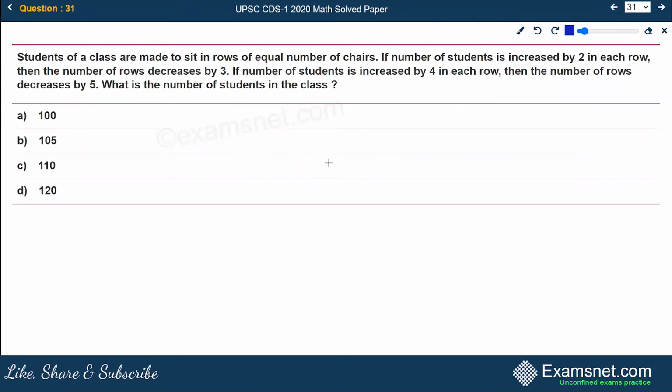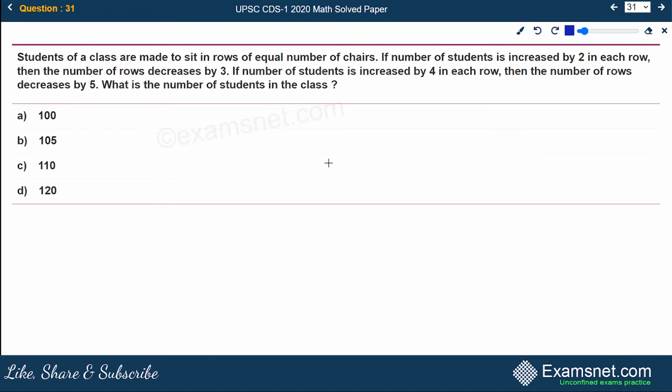In question number 31, we are given that students of a class are made to sit in rows of equal number of chairs. If the number of students is increased by 2 in each row, then the number of rows decreases by 3. If the number of students is increased by 4 in each row, then the number of rows decreases by 5. What is the number of students in the class?